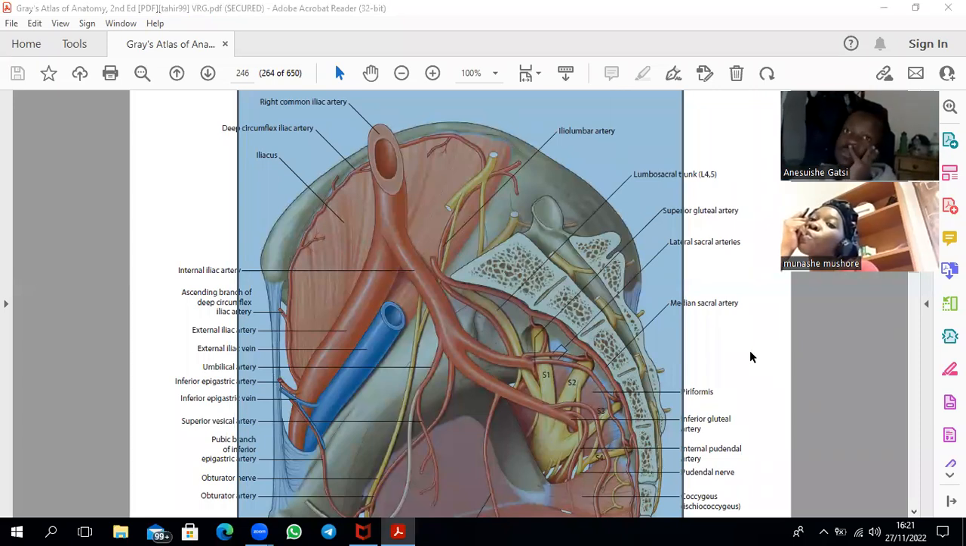Then the next ones were the gluteal arteries, right? Yes, superior and inferior gluteal. Can we skip those for now because they won't make sense without the other arteries from the lower limb? Okay. I'll come back to them with the other arteries of the lower limb.